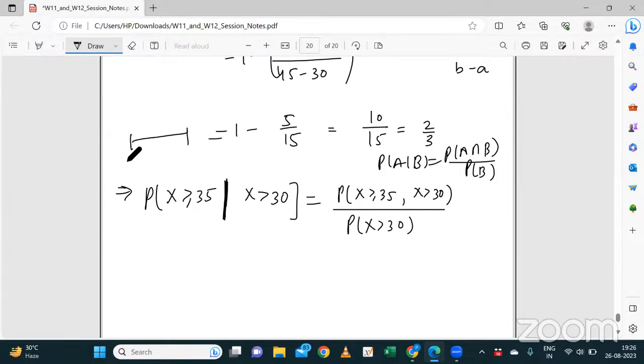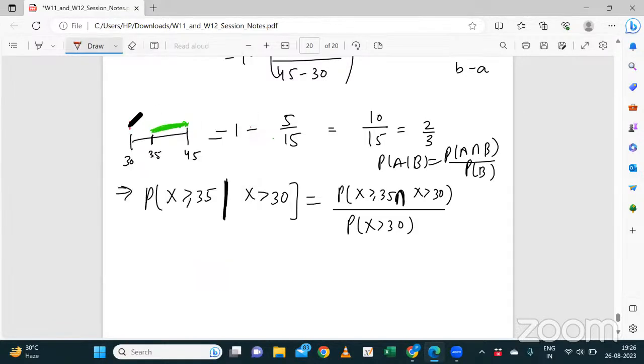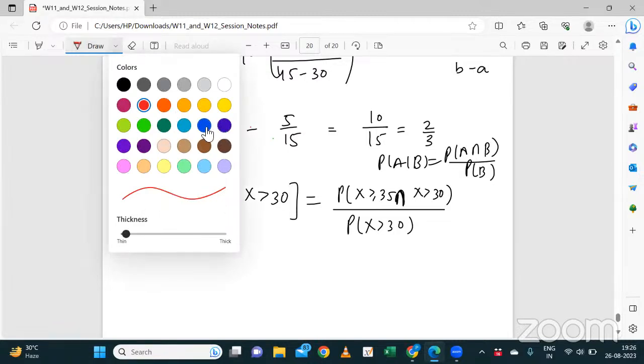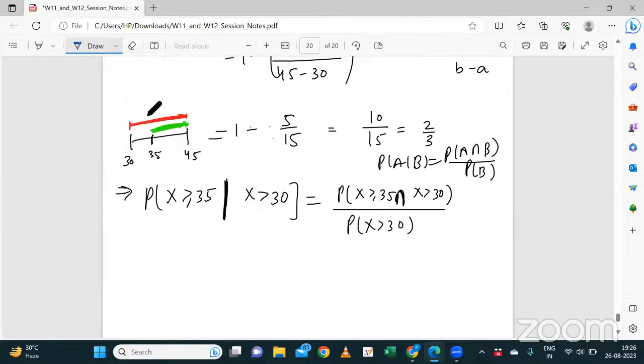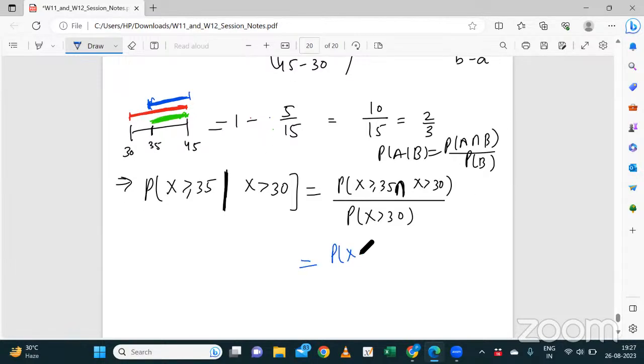You know it is taking values from 30 to 45, and I'm saying 35. What is the meaning of this? We have to find the intersection. Suppose X is greater than or equal to 35, that means this green region. And X greater than or equal to 30 means this red region. What is the common region between these two? 35 to 45, this blue region. So it's nothing but probability X is greater than or equal to 35 divided by probability X is greater than 30.